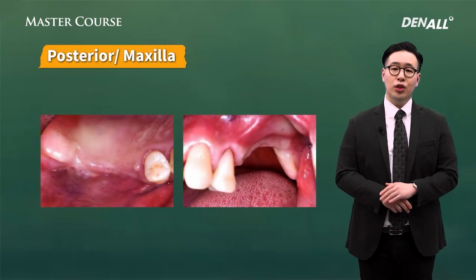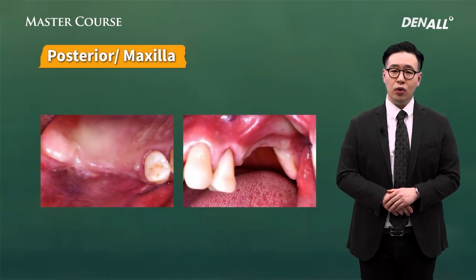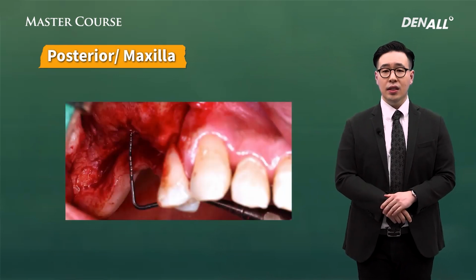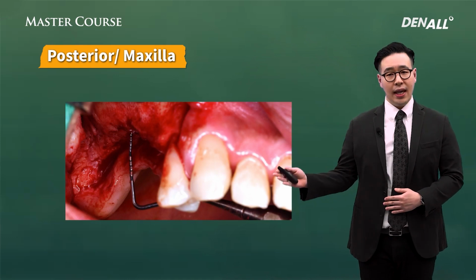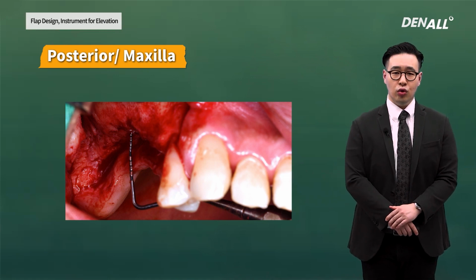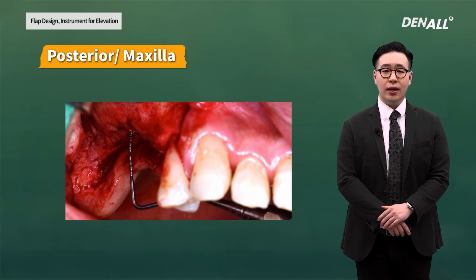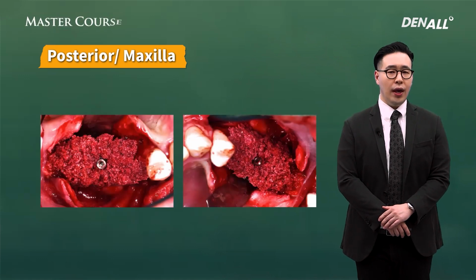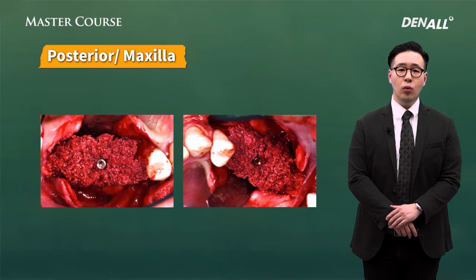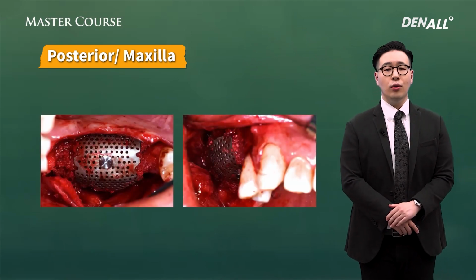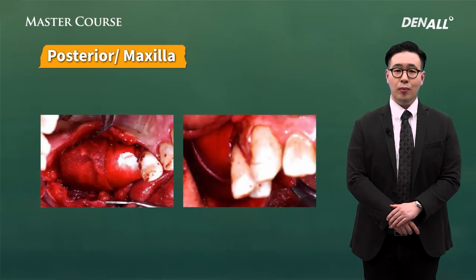Second is upper posterior case. There's severe horizontal and vertical bone loss, and through CBCT analysis, bone graft amount and post-surgery primary closure was kept in mind when flap was designed. In other words, a sufficient vertical releasing incision was done. After that, sufficient bone graft was done. Osbuilder type 3 was used to maintain space, and additional collagen membrane was used.